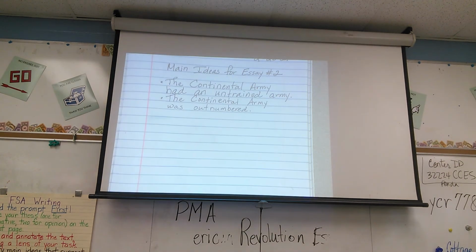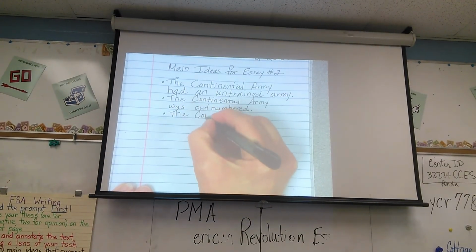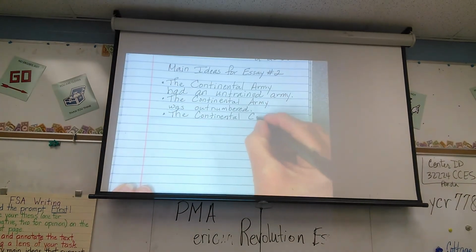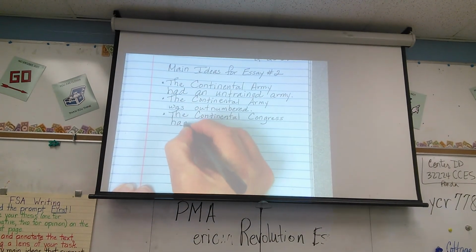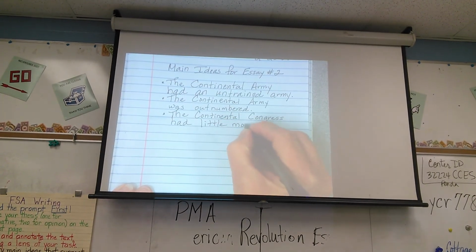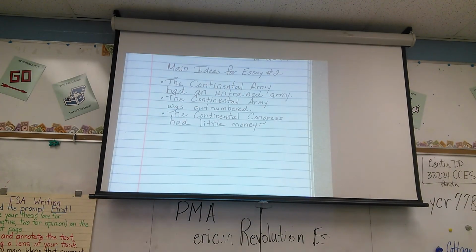Okay? So if we're writing this from the perspective of the colonists, we would say the Continental Congress, because they are the ones, if you read correctly, that allocated money for the war. The Continental Congress had little money. If you were writing this in the perspective of Great Britain, you would say Great Britain was one of the wealthiest nations in the world.